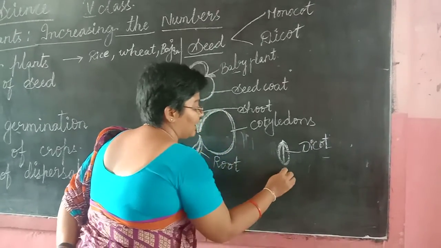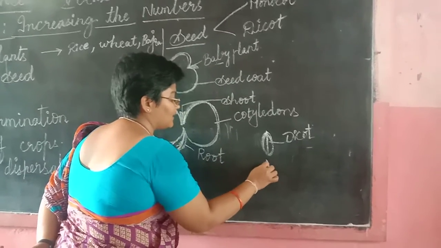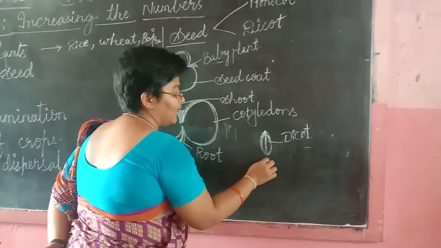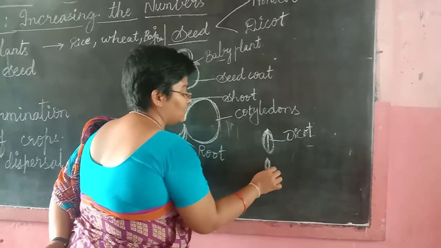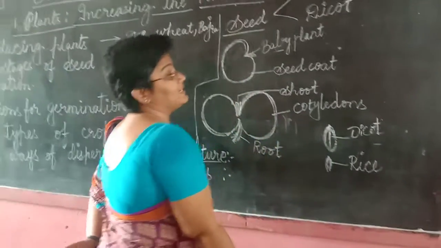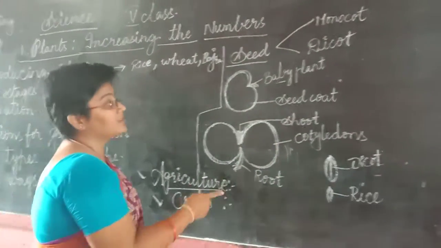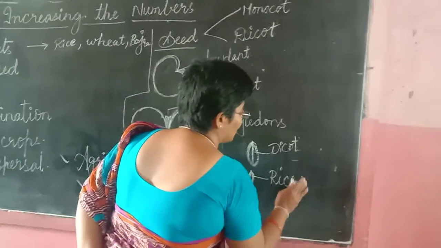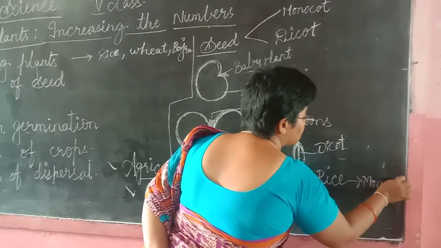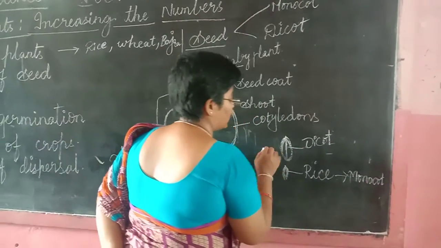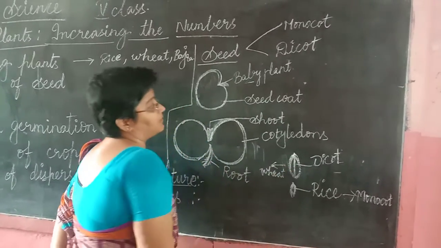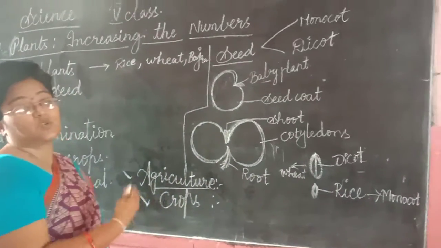Dicot. And have you ever seen rice? The particles of rice do not contain any edges or any lines in the middle, so it is said to be monocot. From these examples, what type of seed is rice? Monocot. And what type of seed is wheat? It is said to be dicot. So what are the differences between these two?